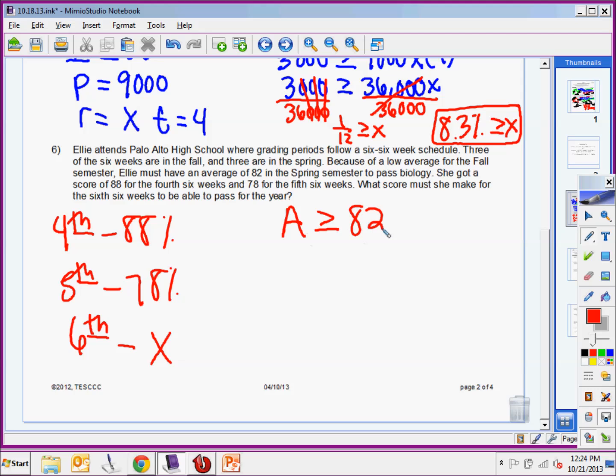So her average has to be greater than or equal to 82, right? How do we find an average? You add all the numbers together and divide by how many there are. There you go. So I would add up all the numbers, so 88 and divide by 2, 3.